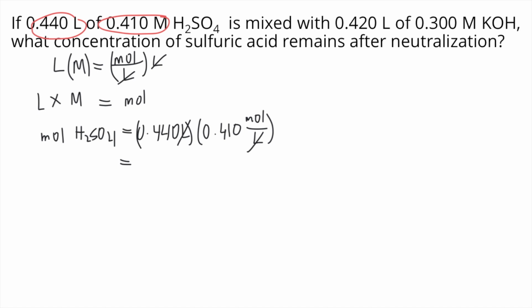Now you just need to grab your calculator. 0.440 times 0.410 is equal to 0.1804, and the unit is moles. So this is our moles of H2SO4.